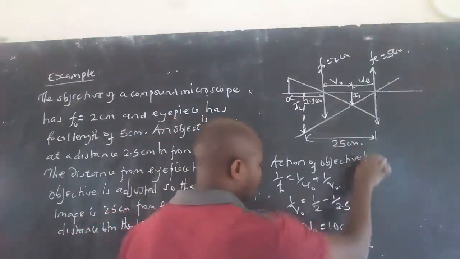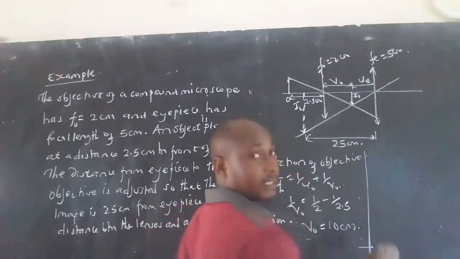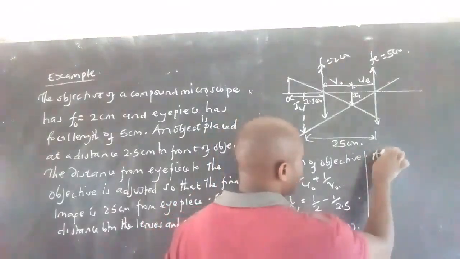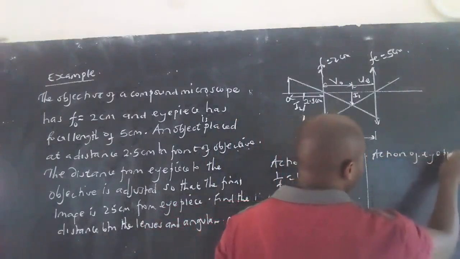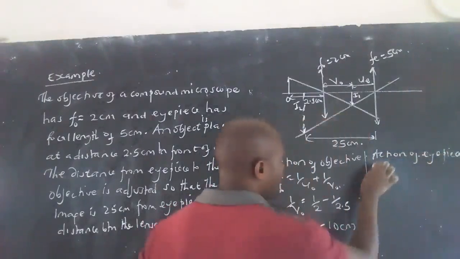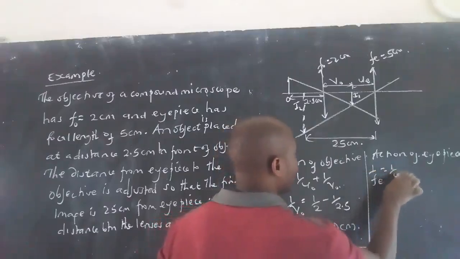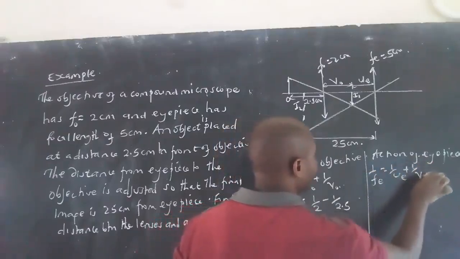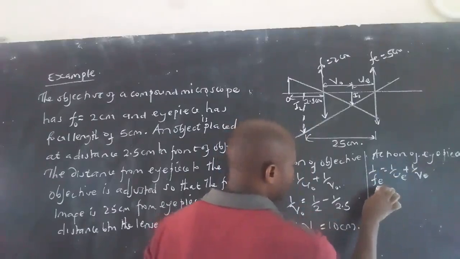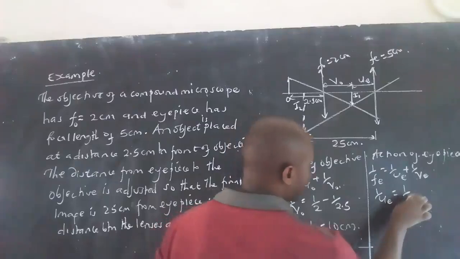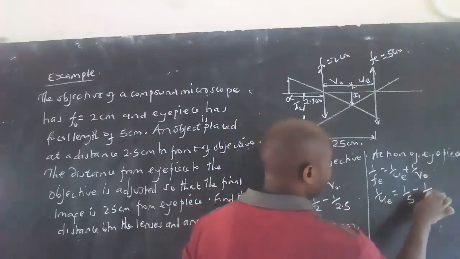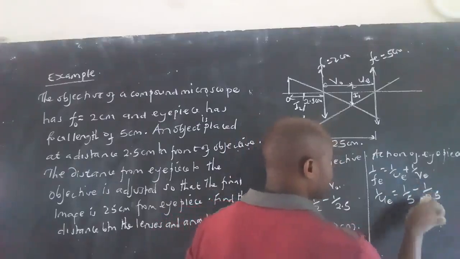Then next, action of the eyepiece. 1 over FE is equal to 1 over UE plus 1 over VE. So 1 over UE will become 1 over FE, which is 5, minus 1 over 25, but this is a negative.